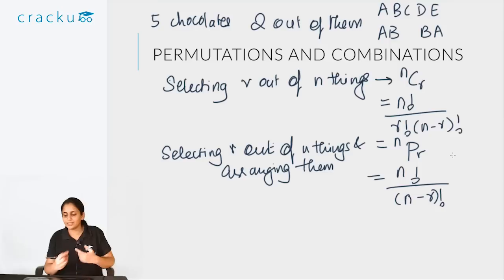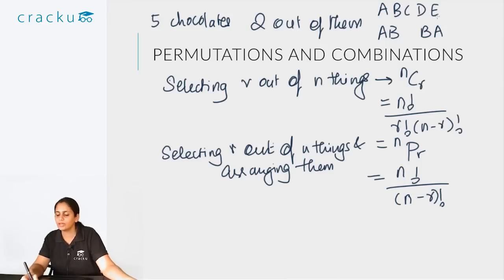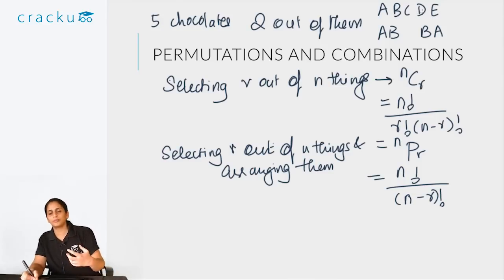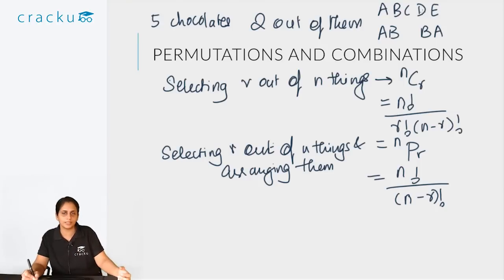So when you are just arranging r things amongst themselves, suppose I have A, B, C, D, E. I am picking these and giving the first to person 1, and I am giving the second chocolate to person 2. Now it matters in what order I pick, because if I pick A, B, it means that A goes to person 1 and B goes to person 2. If I pick B, A, then B goes to person 1 and A goes to person 2. Now the order of arrangement matters.